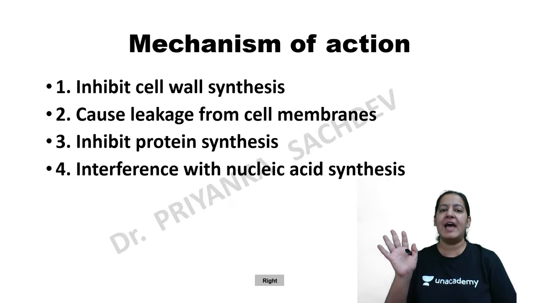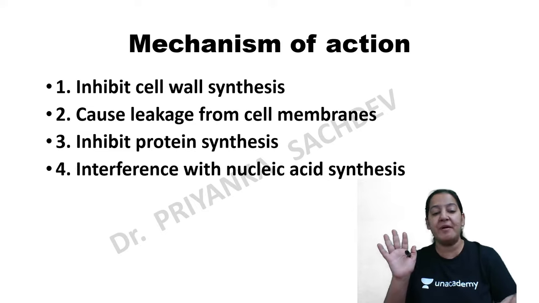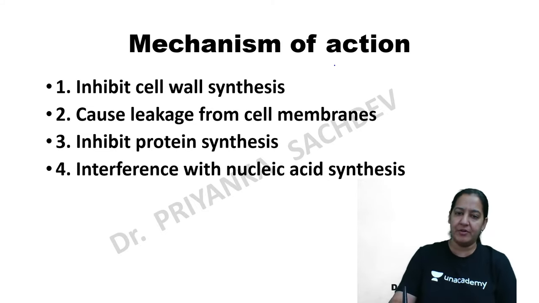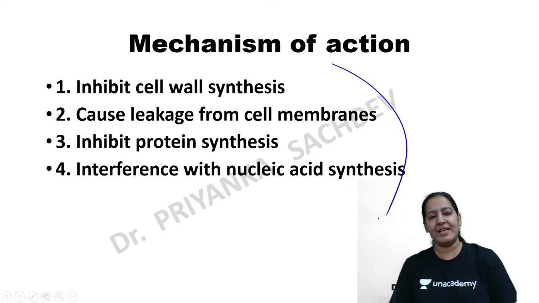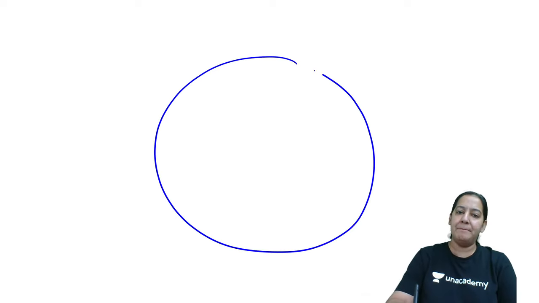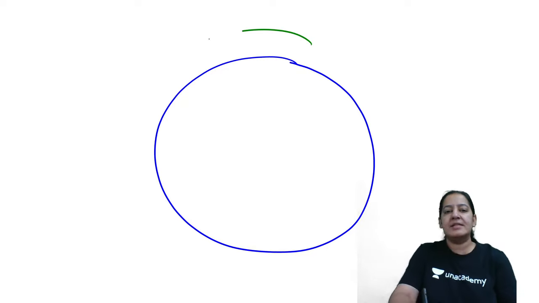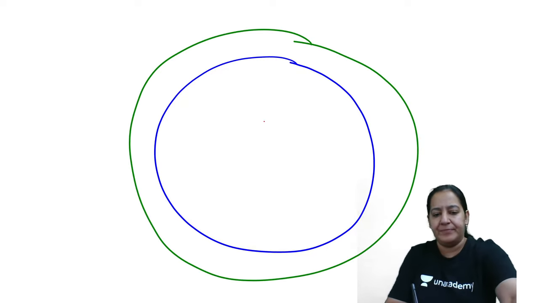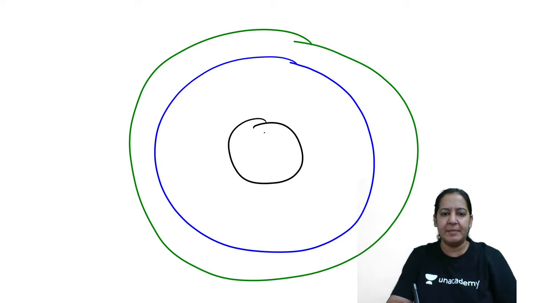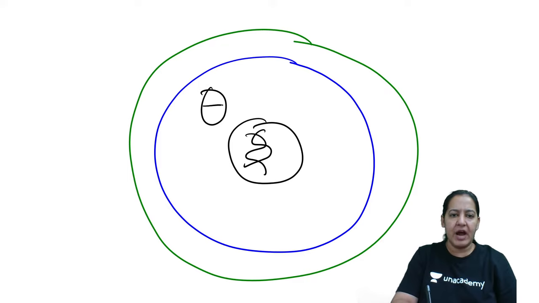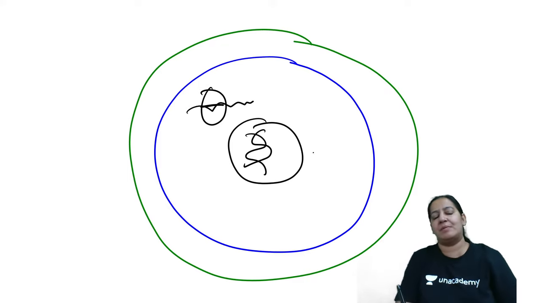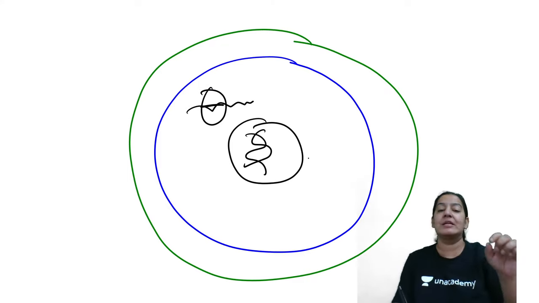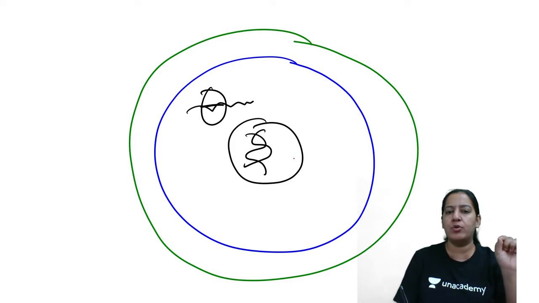So we have seen that based on mechanism of action, we can divide antimicrobial drugs into 4 categories. So for explaining this, I have to draw the diagram of a bacteria. This is the cell membrane of a bacteria. This is the cell wall of a bacteria. This is the nucleus of the bacteria having double-stranded DNA or RNA. And this is the ribosome on which protein synthesis takes place. Now, there are 4 ways to inhibit the growth of this bacteria or to kill this bacteria.